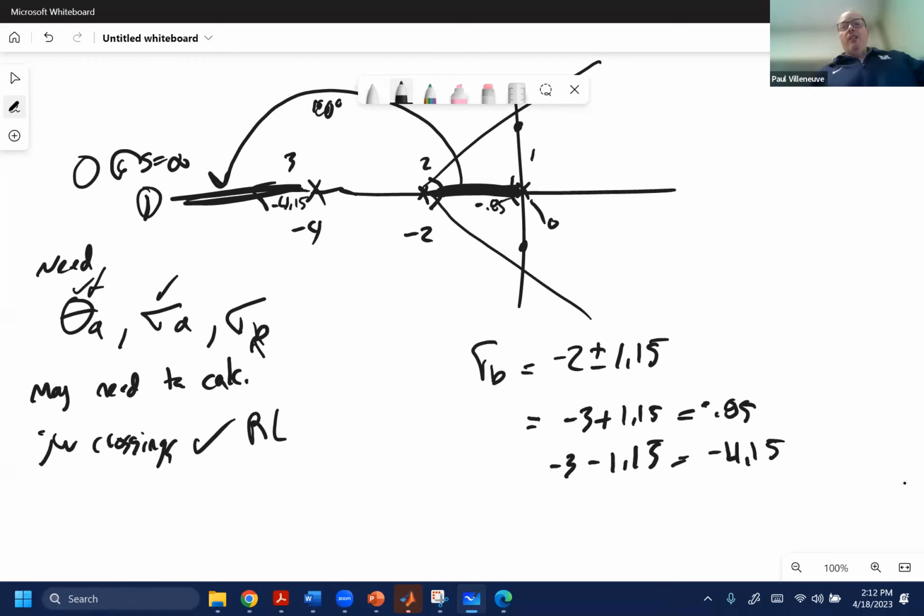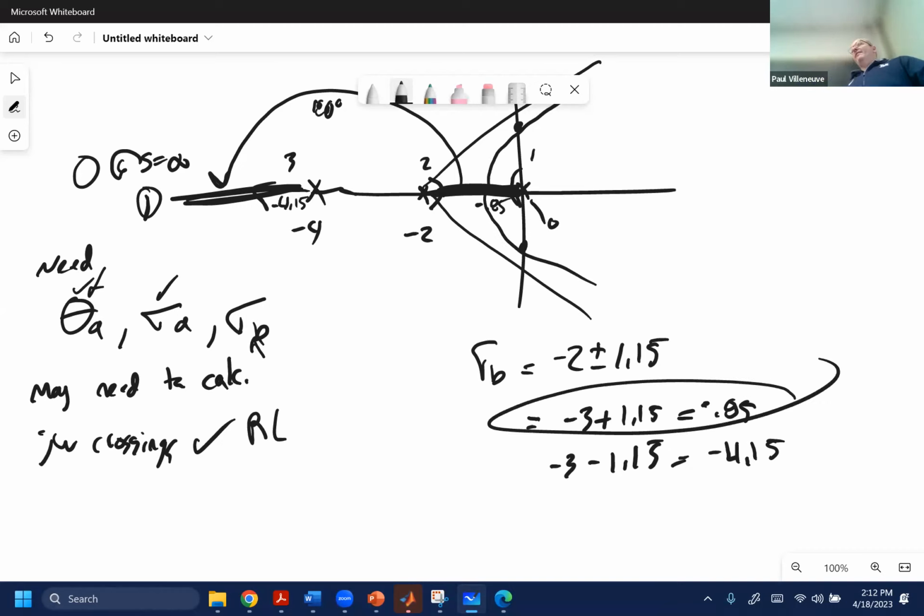So I either go up or down. I can't go both. Over here, there's two, right? I've got the two arrows. So I have two root loci. So I leave at -0.85. That's the only valid breakaway point that exists for this problem. Even though -4.15 is a valid root locus point, it's not a valid breakaway point.